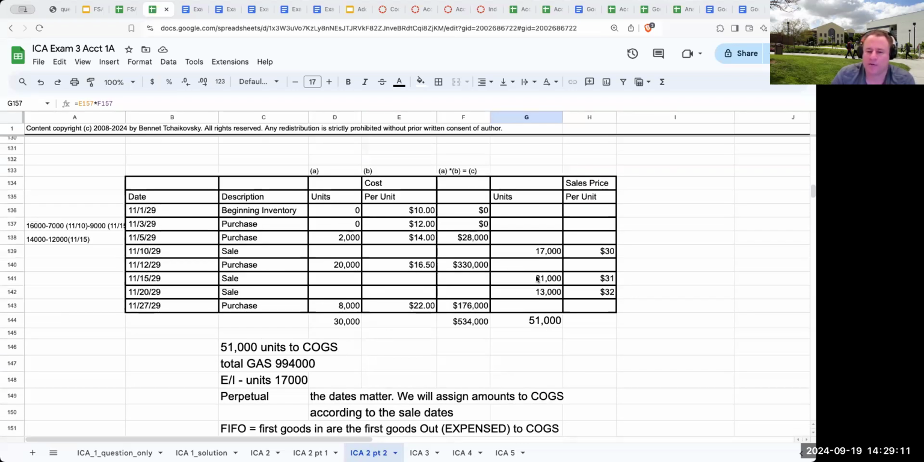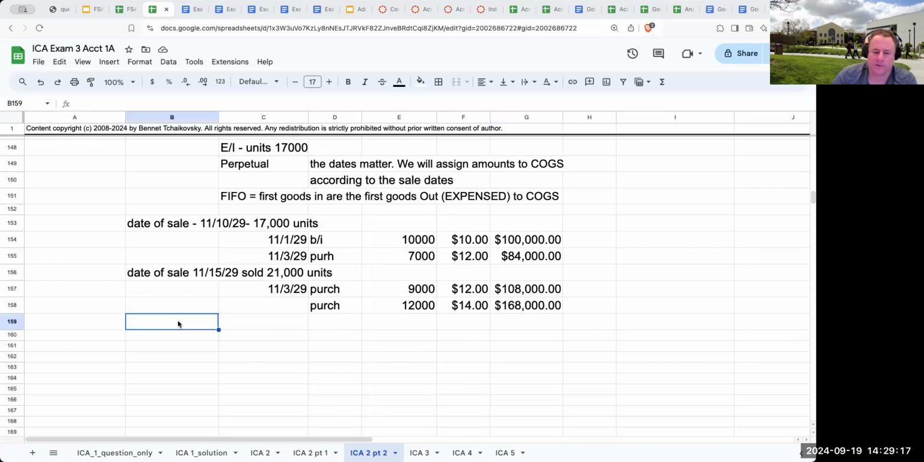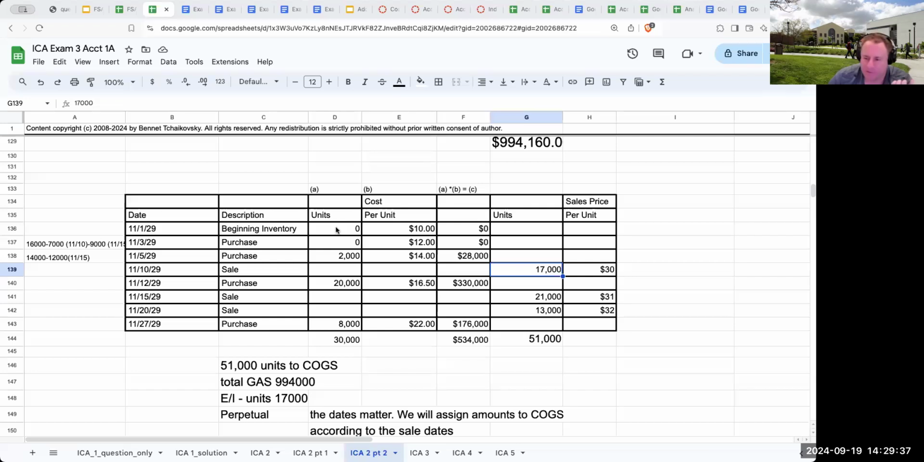My next one over here, I basically have another sale on 11/20 of 13,000 units. Date of sale 11/20/29, sold 13,000 units. Right, I sold a total of 51, but remember, when we're doing perpetual, we have to go in chronological order. We start with the earliest sale date, FIFO, first in, first out. Now I come over here to the 13,000, first in, first out. I've got this over here. I've got another 2,000 that I need to get rid of from the 11/20 sale.